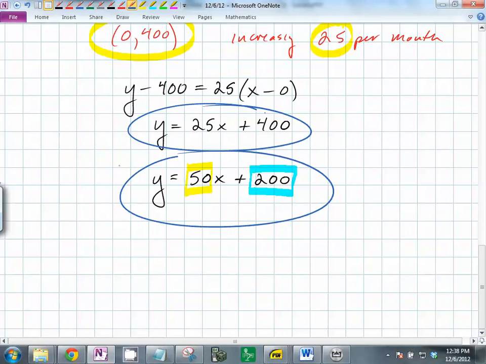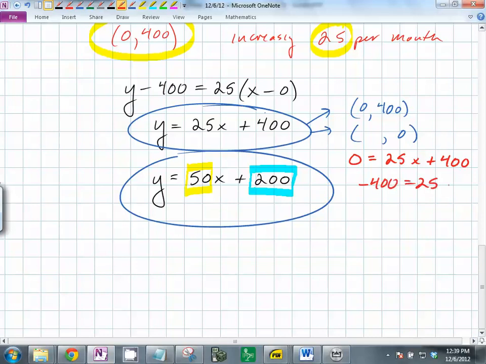Exactly. Okay, so then the question now becomes, when y is 0, you have to figure out what x is. So you have to finish this equation when y is 0. So 0 equals 25x plus 400. How do we solve that? Subtract 400. So x is equal to negative 16.